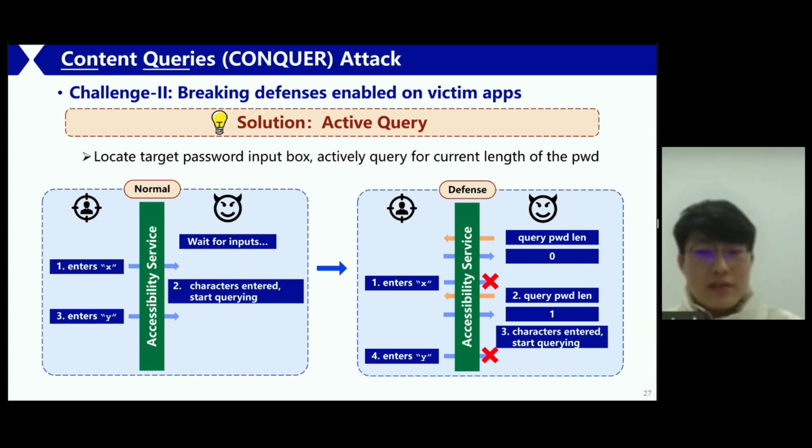To break these defenses, we propose active query. We first locate the password input box to be queried, which can be achieved through debugging or reverse engineering. Then we can actively query for the current length of the password to see if the victim has already started entering the password.